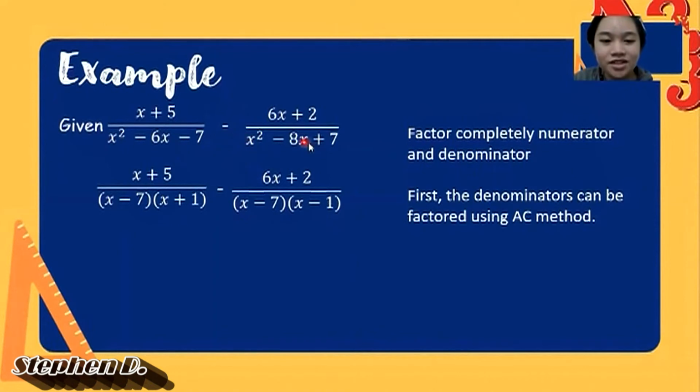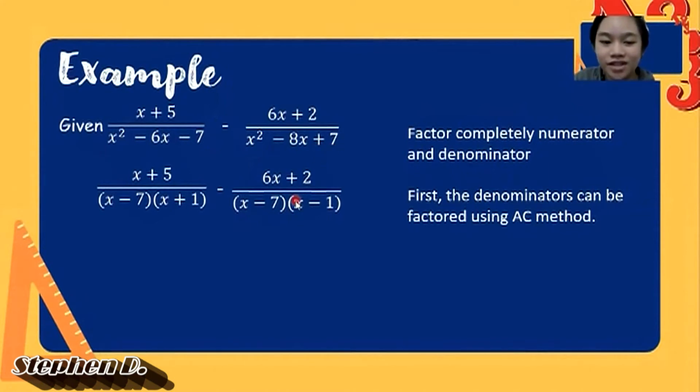Same thing happens on our second term. We have x squared minus 8x plus 7. So here we used again the AC method, and I found the two factors, negative 7 and negative 1. If you multiply them, based on the rule, if you have similar signs, you multiply them normally, and then it will become a positive. So 7 times 1 is 7, and since they're both negative, we get positive 7.